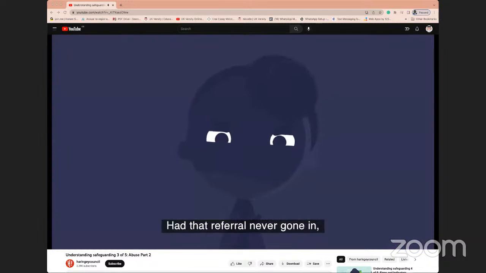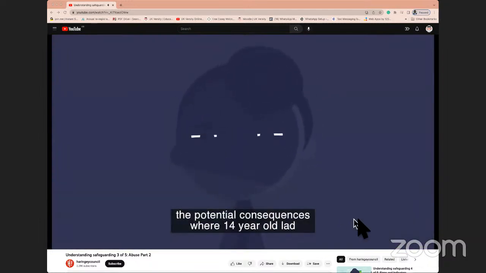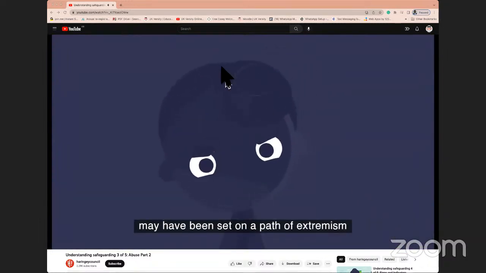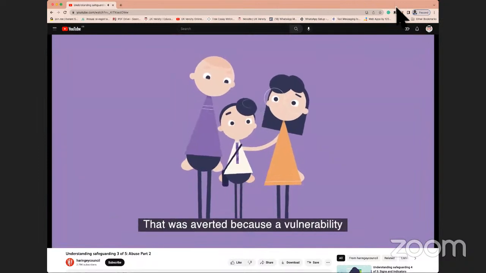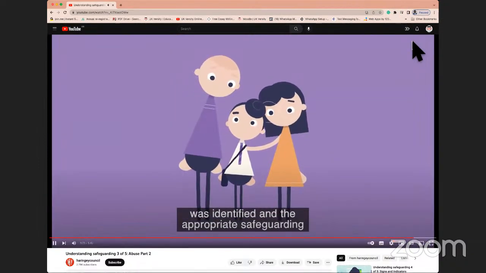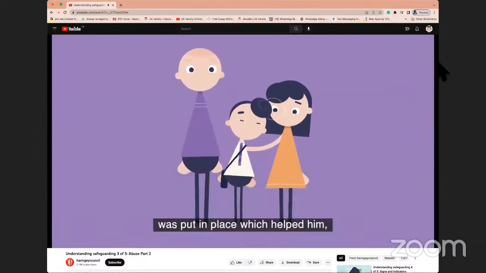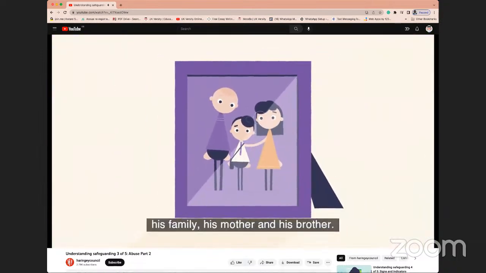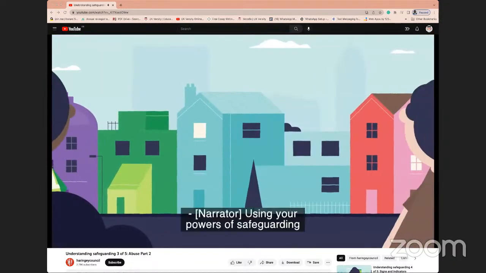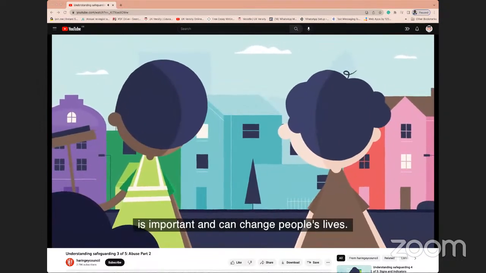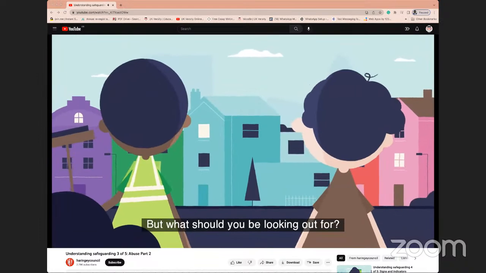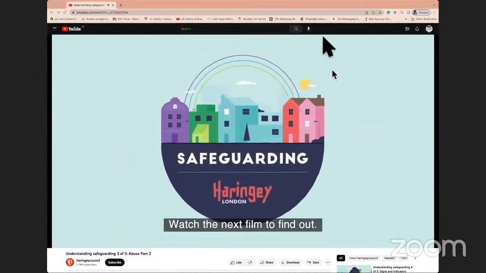Had that referral never gone in, the potential consequences were that the 14-year-old lad may have been set on a path of extremism which could have taken him into a life of criminality. But that didn't happen. That was averted because the vulnerability was identified and the appropriate safeguarding was put in place, which helped him, his family, his mother and his brother. Using your powers of safeguarding is important and can change people's lives. But what should you be looking out for? Watch the next film to find out.